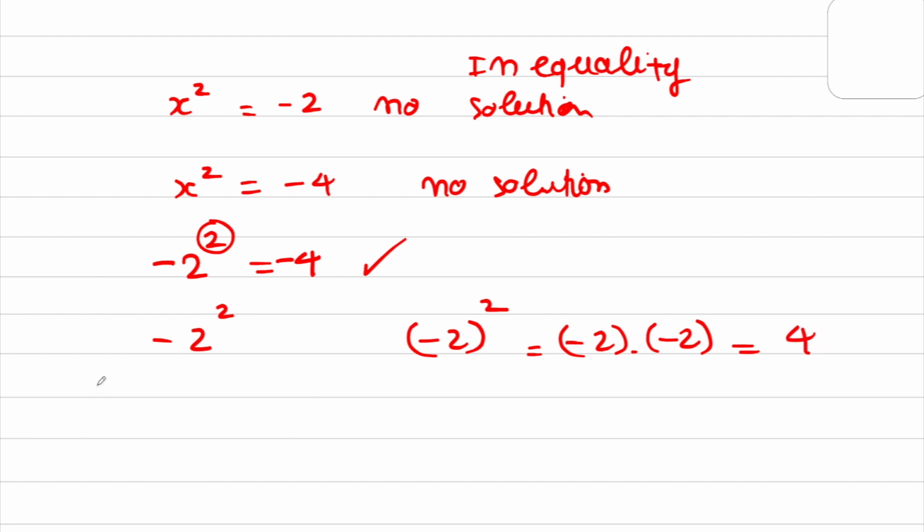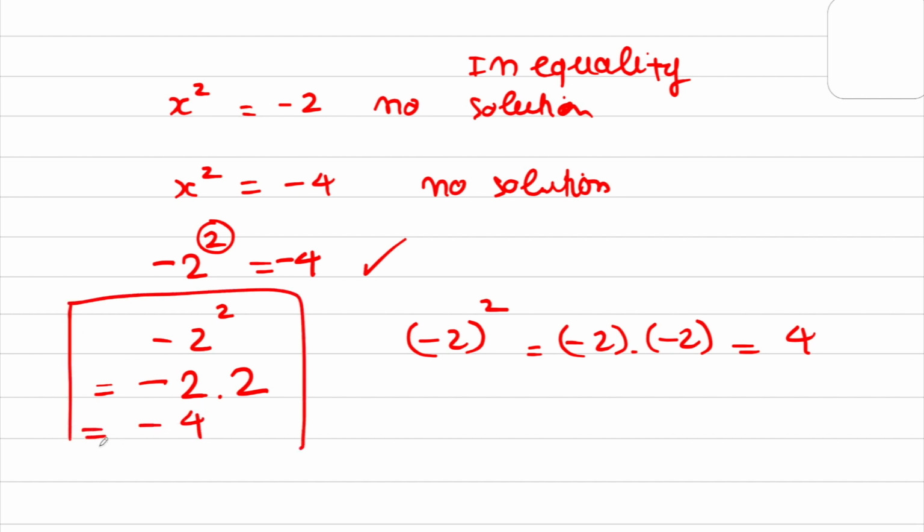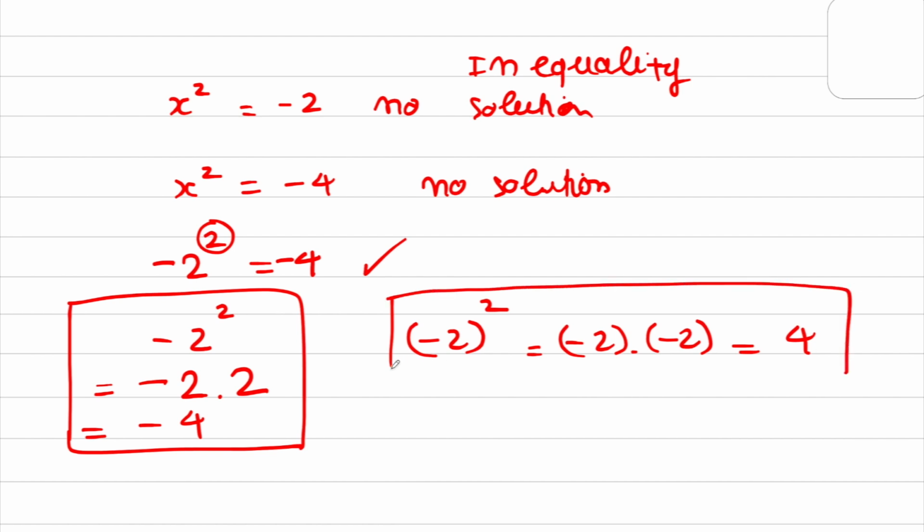And how about here? For this writing, the square only applies to the number 2. This means 2 times 2, and then the negative sign is applied. Of course, for this writing it is a little different, and the answer will be different. And this means when I tell you x² = -4, some of you will say that x = -2.